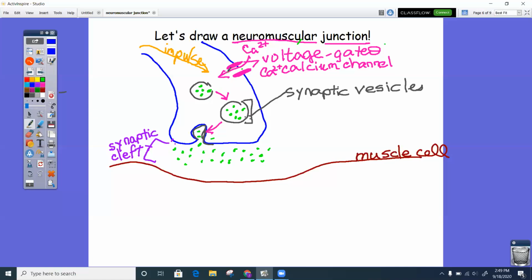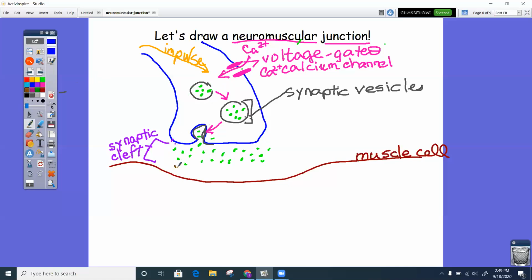Calcium makes the inside of the cell more positive compared to the outside. That change in electricity will cause these synaptic vesicles containing acetylcholine to move to the cell membrane of the axon terminal, fuse with it, and release their acetylcholine into that synaptic cleft. So remember that that process is called exocytosis.